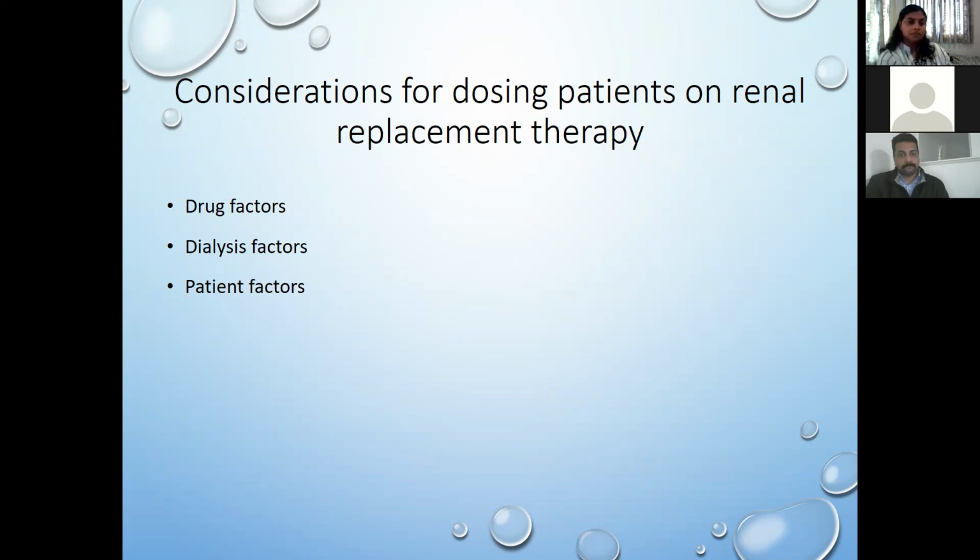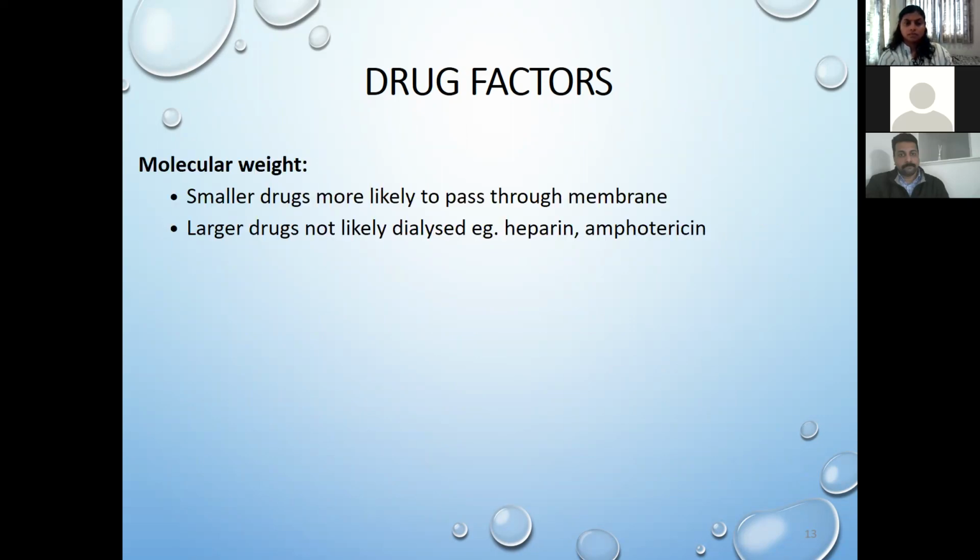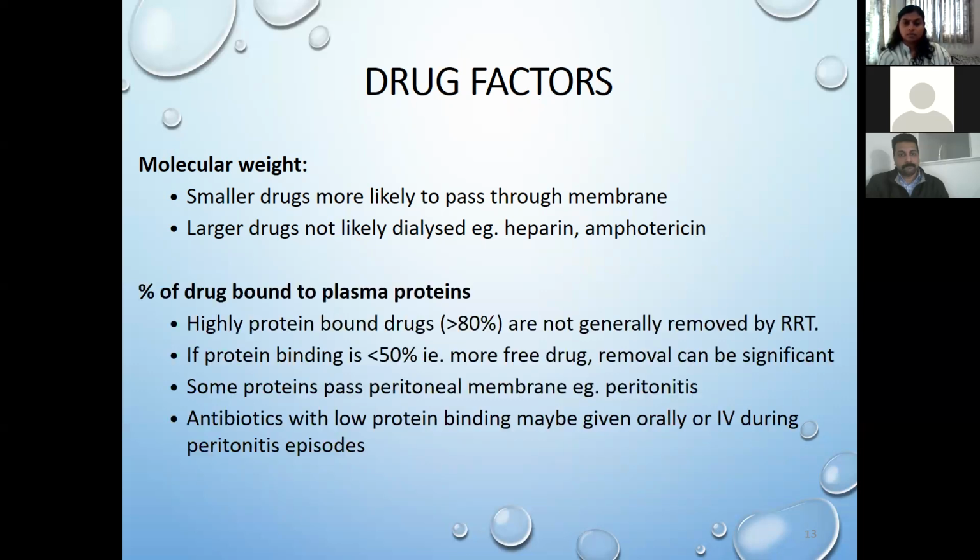So, considerations for dosing patients on renal replacement therapy. There are 3 main factors I alluded to: drug factors, dialysis factors, and patient factors. We're going to go through each one of these. All right, so the first factor is molecular weight. Smaller drugs are more likely to pass through membranes, and larger drugs are not likely to be dialysed, such as heparin or amphotericin. In hemodialysis, drugs with molecular weight over 500 Daltons are not likely to be removed.